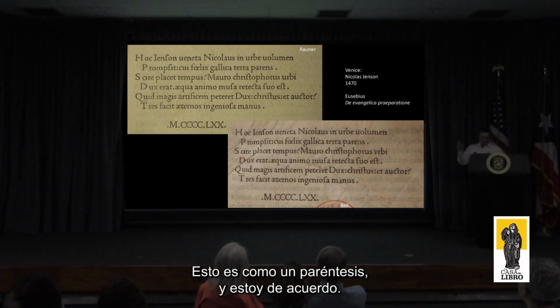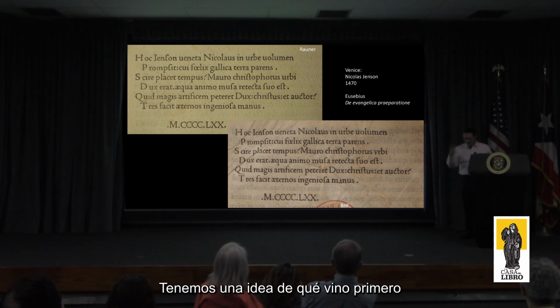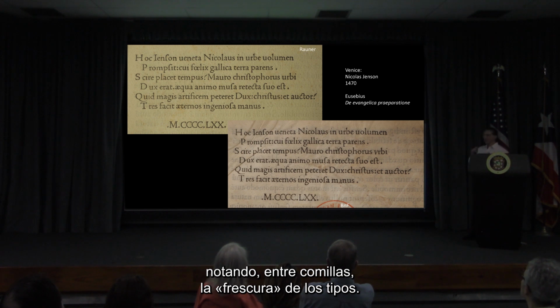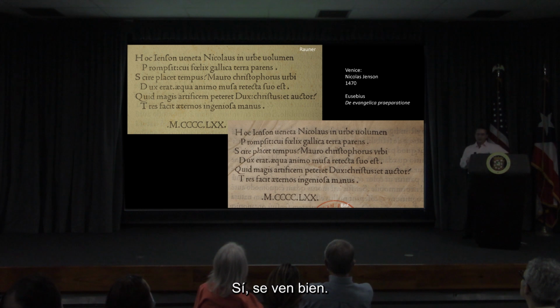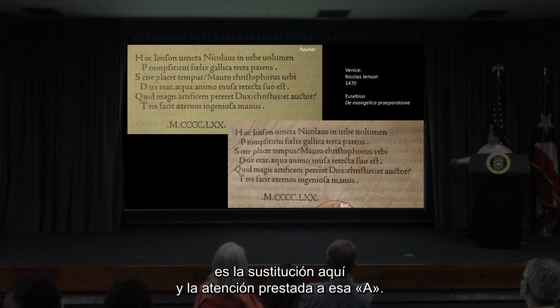And here is just an aside, and I concur. We have an idea of what came first in 1470 within the Jenson production by looking at the quote-unquote freshness of the types. This is the Eusebius, and as you can tell, that's paper. This is vellum. Yeah, they look good. But what's actually very interesting in this colophon is the substitution here and the attention to that A.